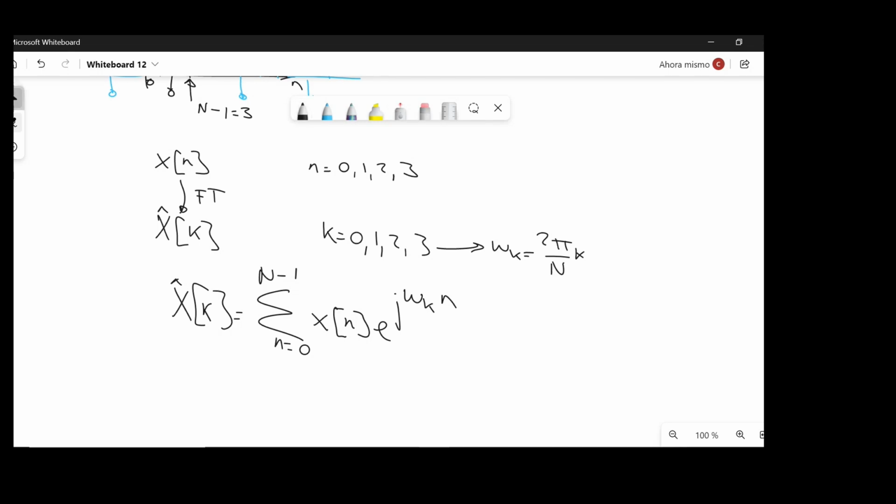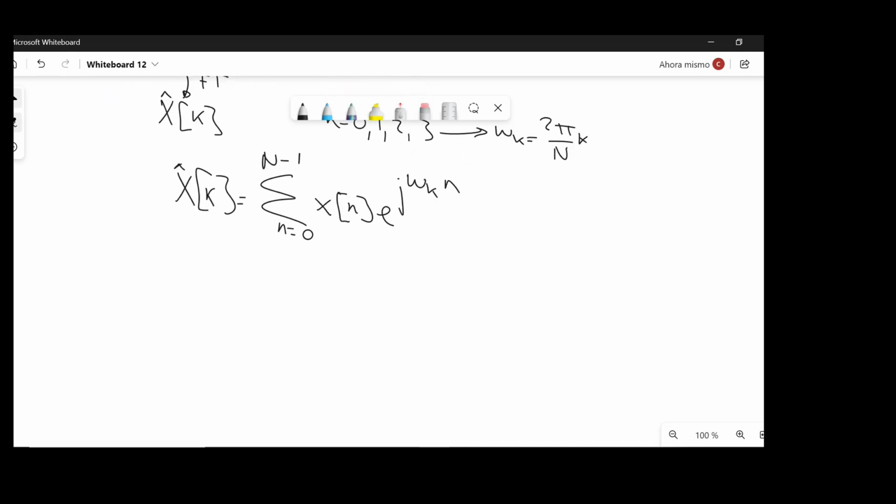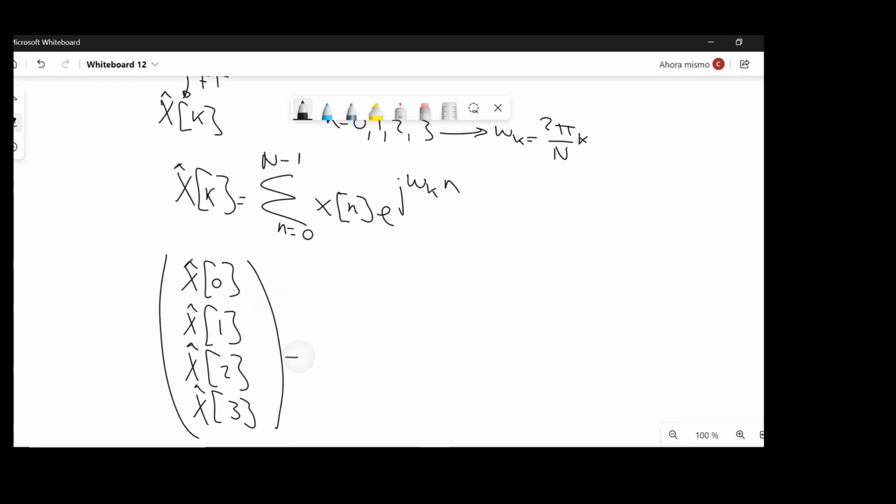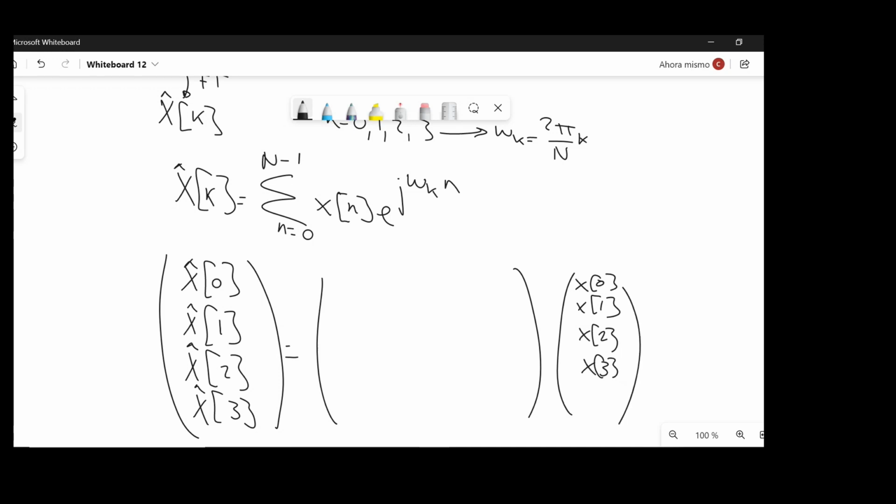Okay, so using this, what we can do is compute x of 0, x of 1, x of 2, x of 3. No more, because we have only 3 or 4 k's. Okay, and then I can rewrite. So let's explicitly write that.